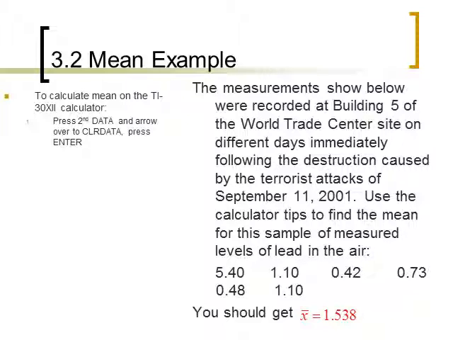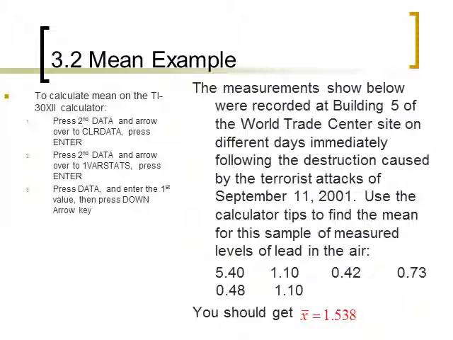First, press Second Data, right arrow to underline Clear Data, then press the Enter, which is the equals button. Now press Second Data once more, arrow over to 1-Var Stats, and press Enter, or the equals button. Now you are in stat mode, and you will see on your home screen of the calculator the word Stat. Now just press Data. It says X1.